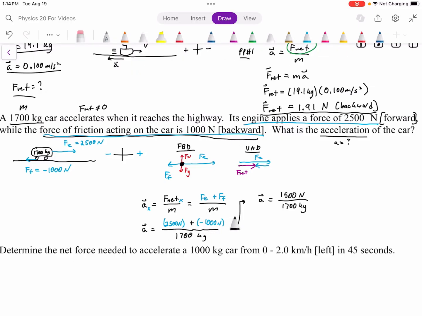2,500 minus 1,000 leaves us with 1,500 newtons. That is the net force acting on the car. Yes, the engine is pushing with 2,500 newtons forward, but 1,000 newtons of that is just used to fight friction. Friction cancels it out. So I got that the acceleration of this car would be 0.88235 meters per second squared.